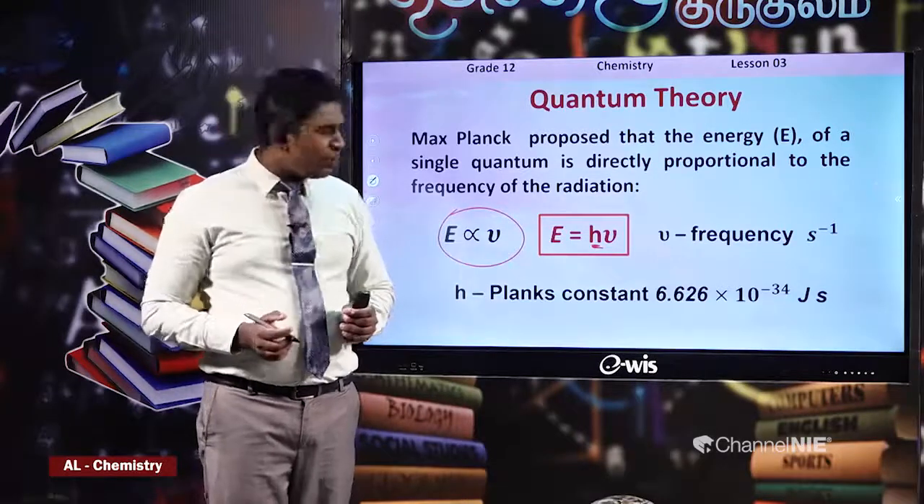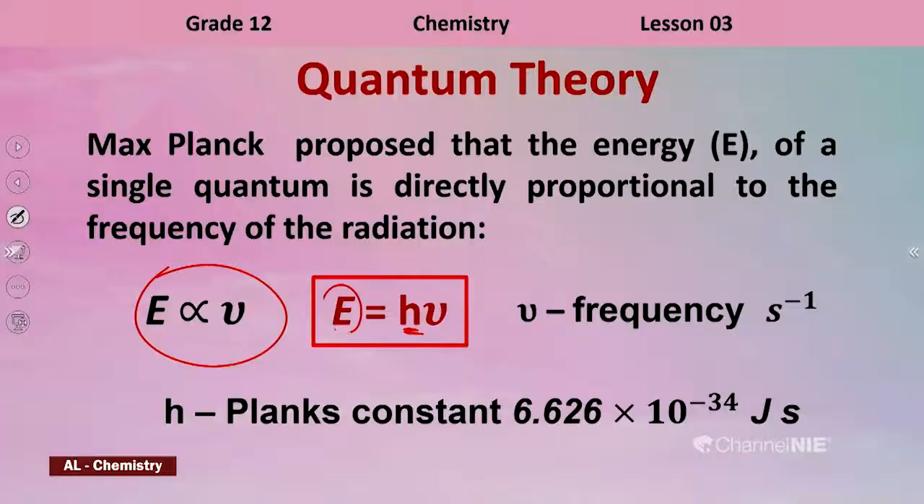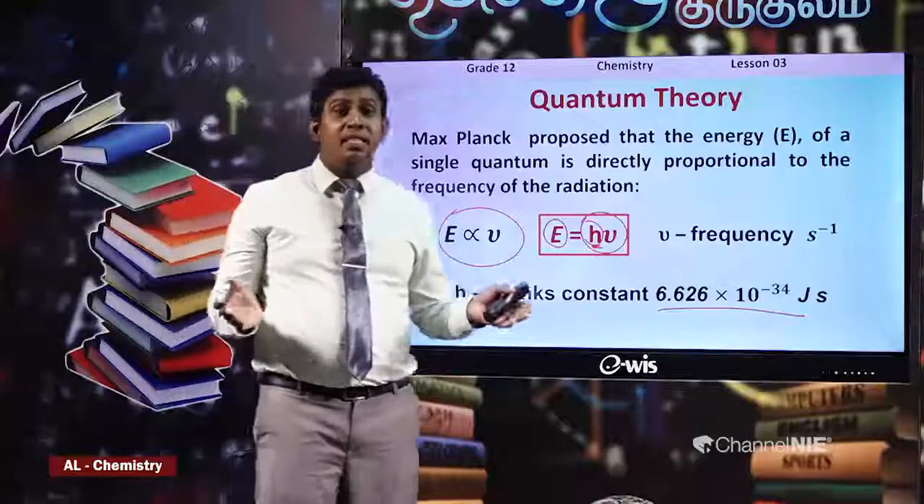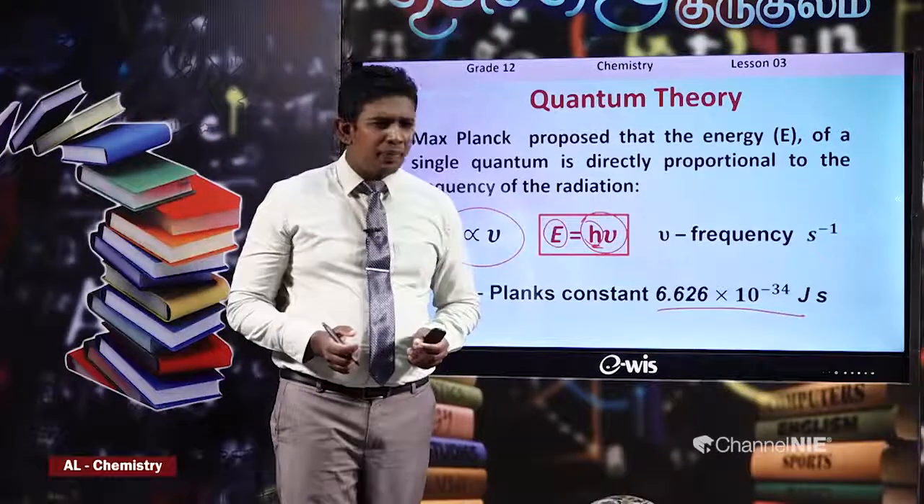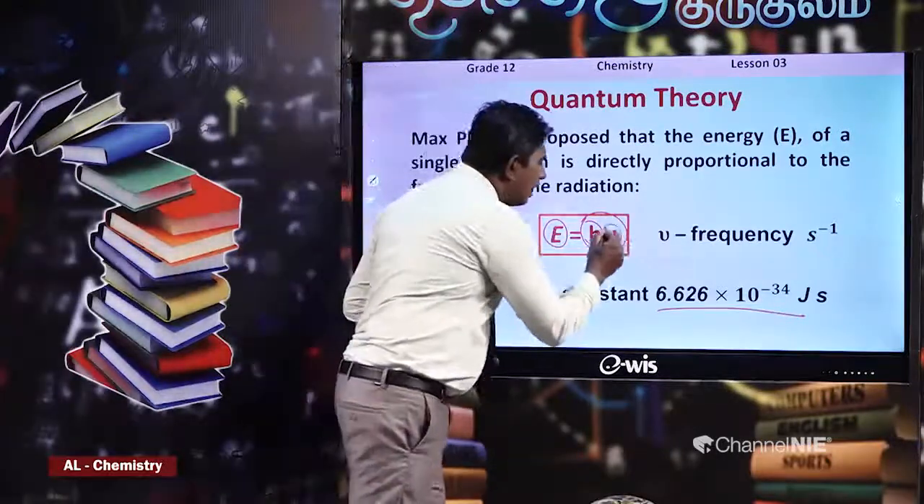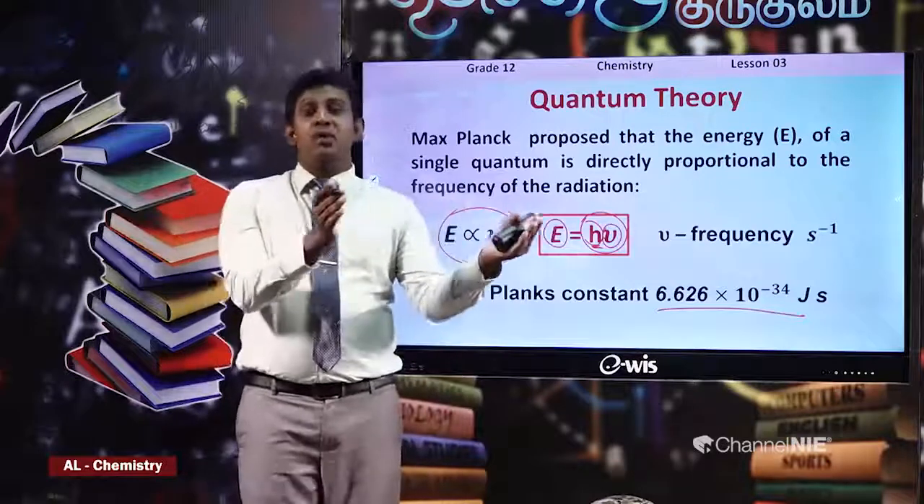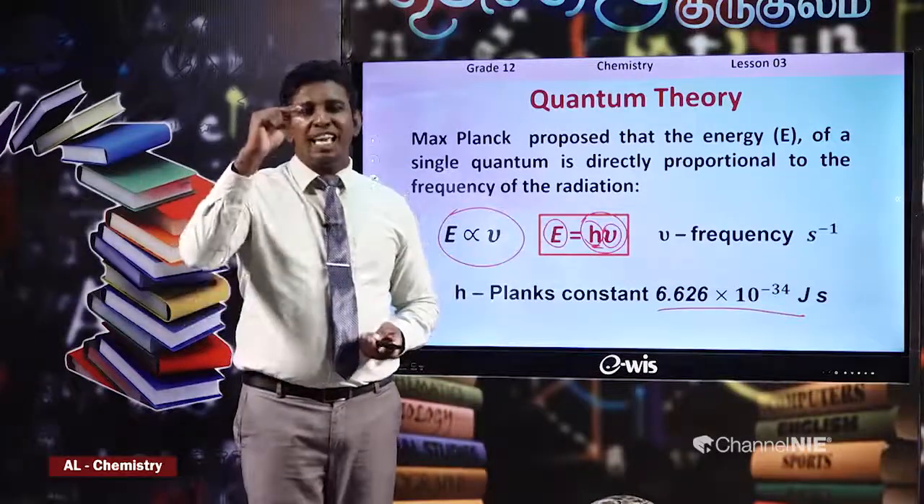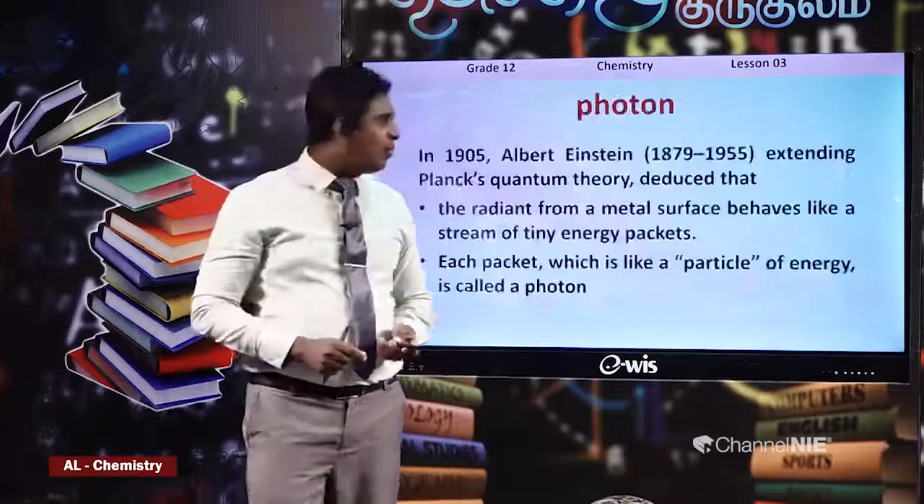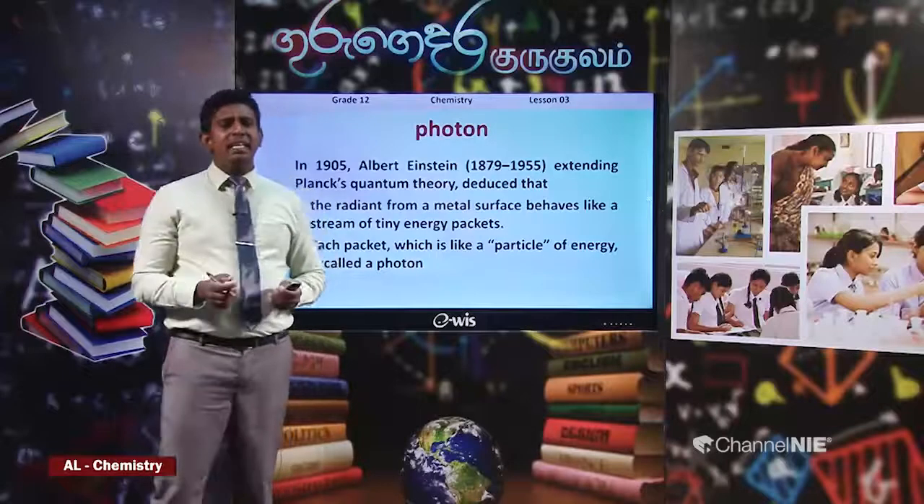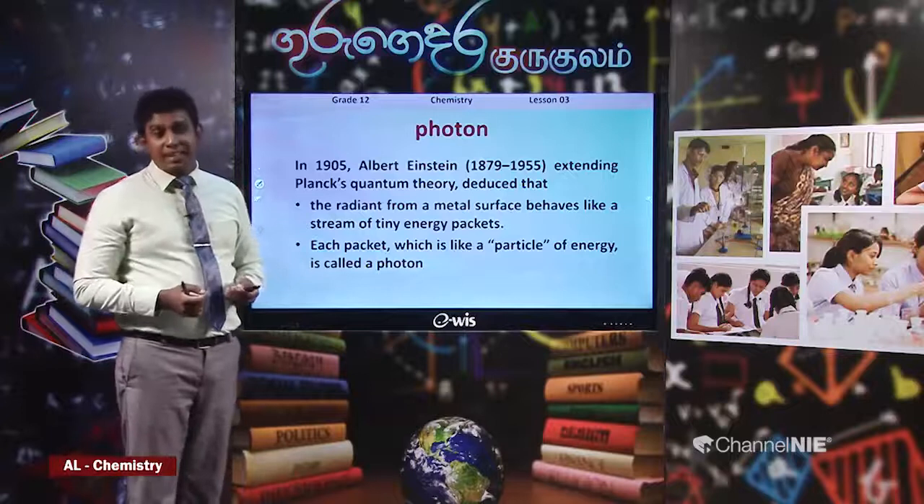Students, the energy of such a small amount would be equal to h nu. h means the Planck constant, it takes the value 6.626 into 10 to the power minus 34 joule seconds. Then nu is the frequency. Frequency into Planck constant gives you that small energy amount. Okay, so then the same idea was further developed by Albert Einstein.